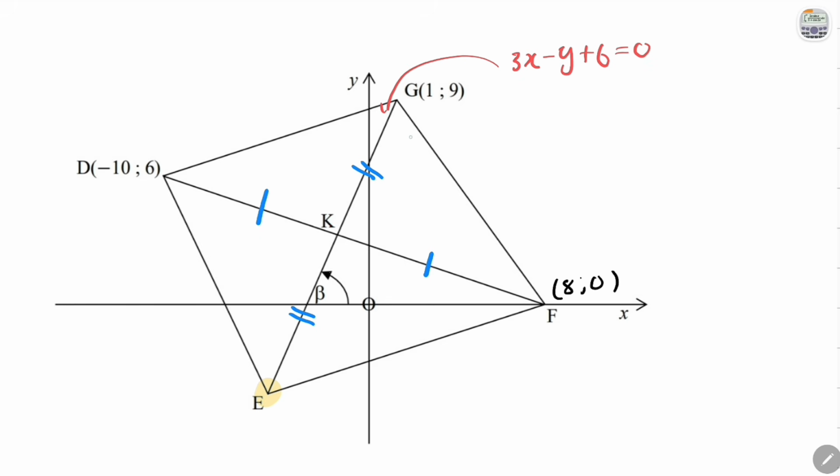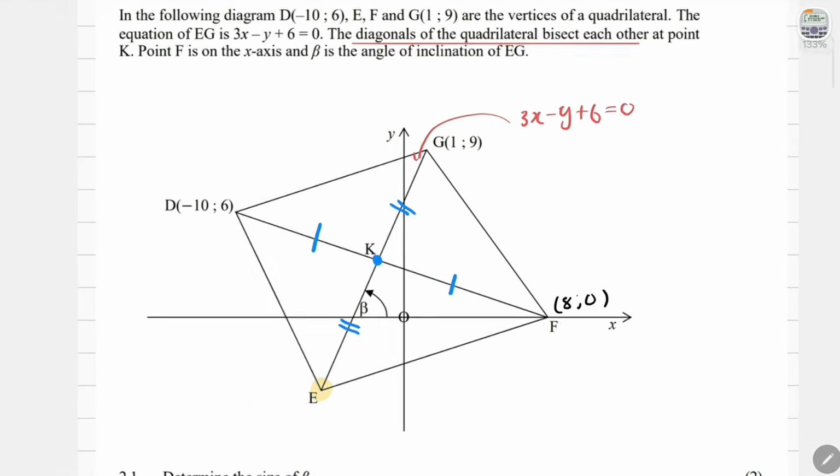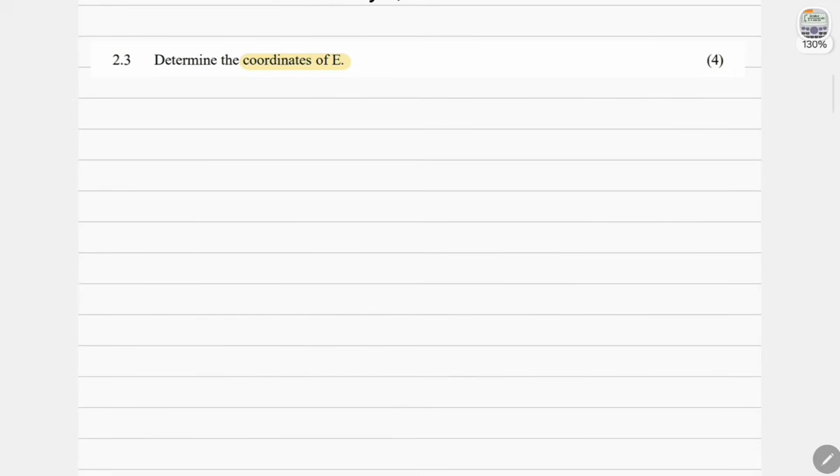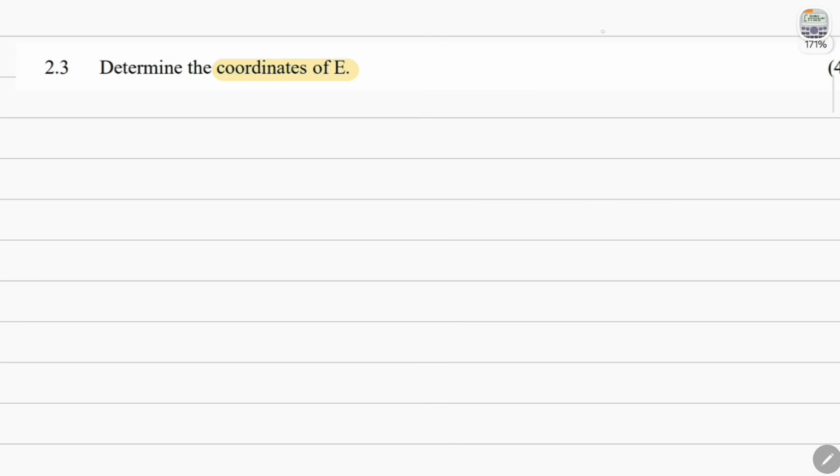So because of that, it means that the midpoint of this line EG is K, but that also means that the midpoint of line DF is also K. So they share the same midpoint. So the goal is to find K, and that will help you find E. We can find K right now because we have D and F, those two endpoints. So let's use the midpoint formula to find K, and then we would find E. Okay, so using those 2 points, let me put those points down.